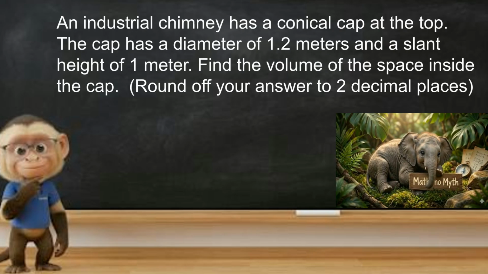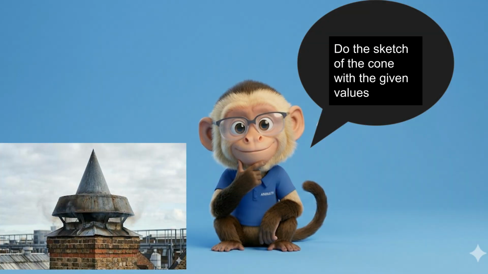An industrial chimney has a conical cap at the top. The cap has a diameter of 1.2 meters and a slant height of 1 meter. Find the volume of the space inside the cap. Round off your answer to 2 decimal places. Do the sketch of the cone with the given values. Remember the formula for the volume of a cone is V equals 1/3 pi r squared h.